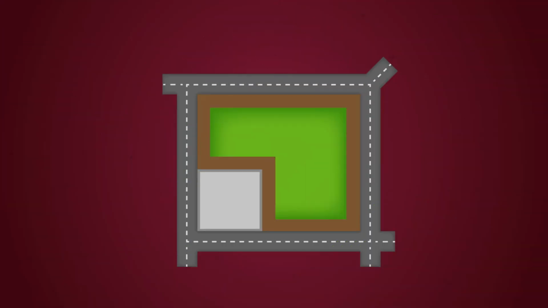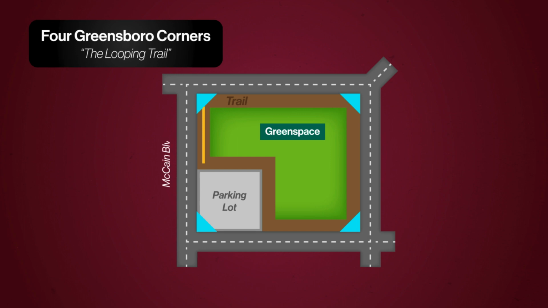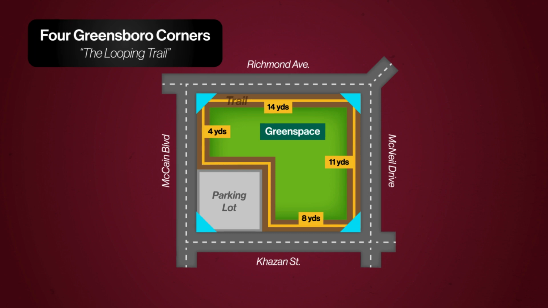The first park is known as the 4 Greensboro Corners, probably in part because its green space and parking lot are enclosed by 4 corners. It has a trail that outlines the shape of the park starting at the northwest corner of the parking lot. It heads north up McCain Boulevard for about 4 yards, then goes along Richmond Avenue for 14 yards, south down McNeil Drive for 11 yards, and then after 8 yards on Cousin Street, it kinda loops back to the beginning in the parking lot. But the map doesn't show the length of the parts of the trail that touch the parking lot.